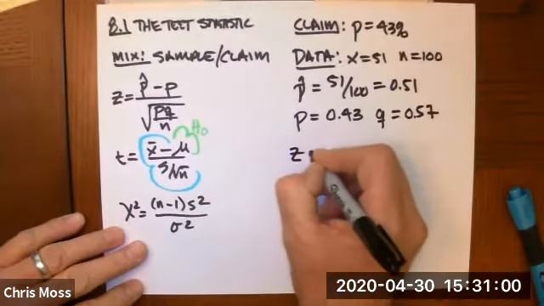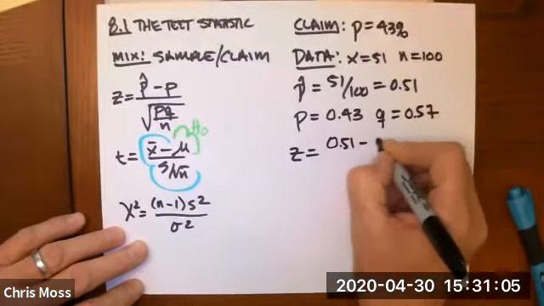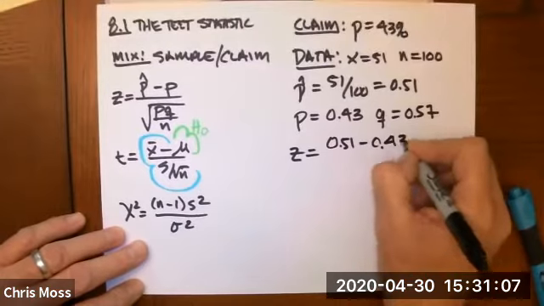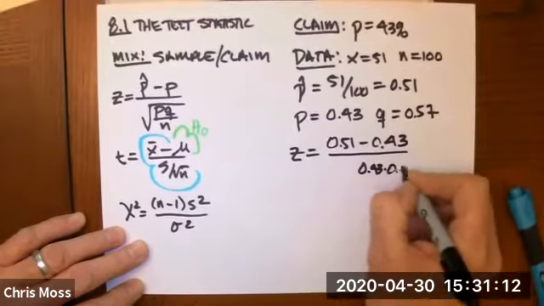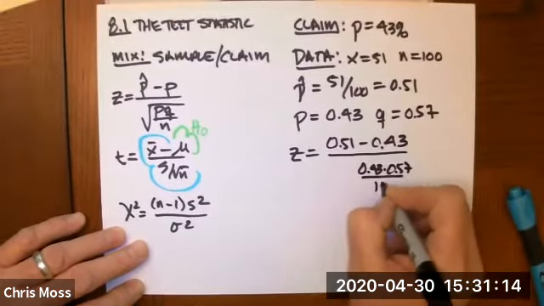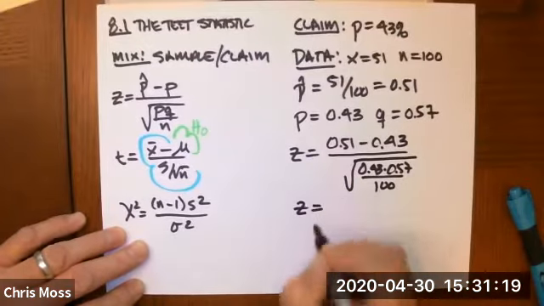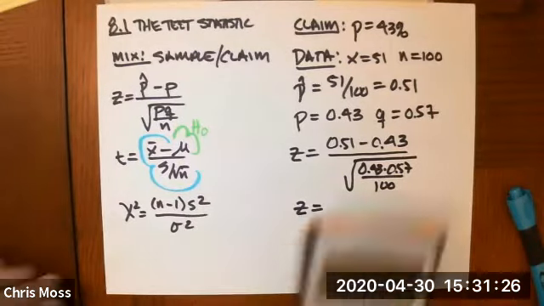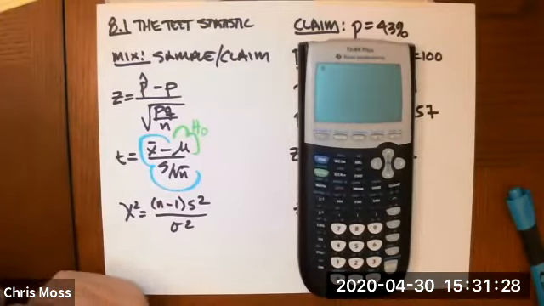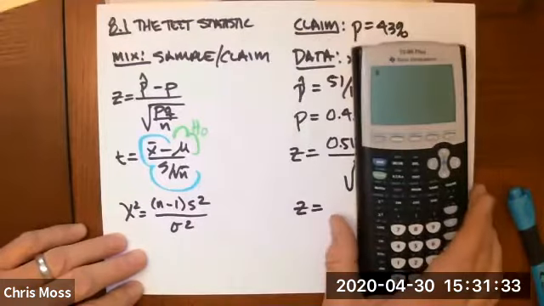So in it goes, z equals, and upstairs we have 0.51 minus 0.43. Downstairs, 0.43 times 0.57 all over 100, and that will be within a square root. Let me bring my calculator over here. The calculation is a little bit more involved than some of the others we've seen. There's no super big issue regarding the order of operations, but I do want to take a look at it.